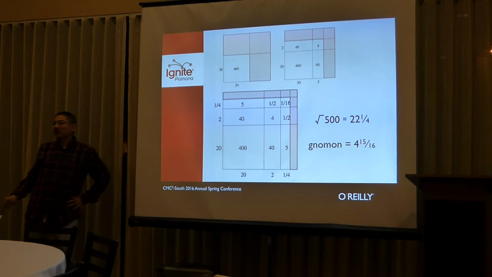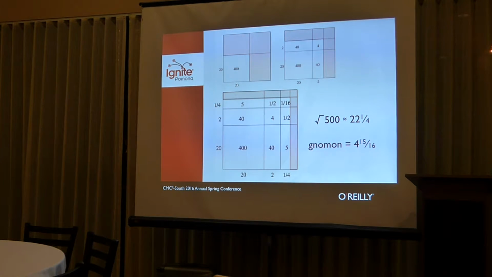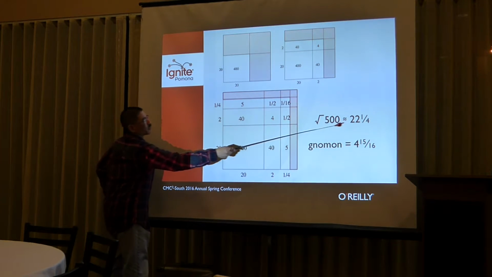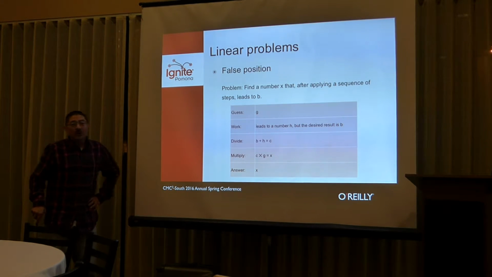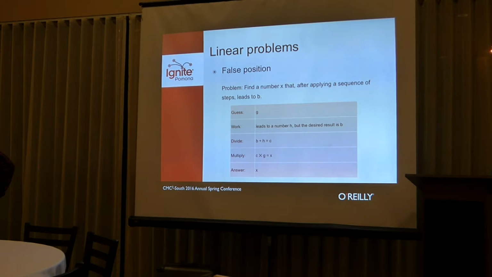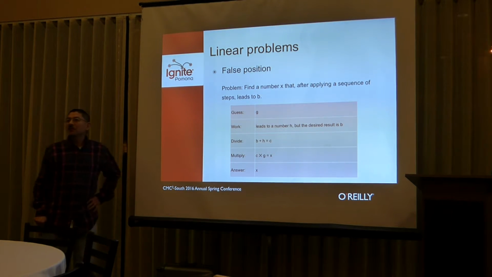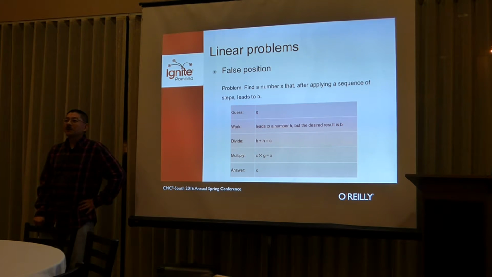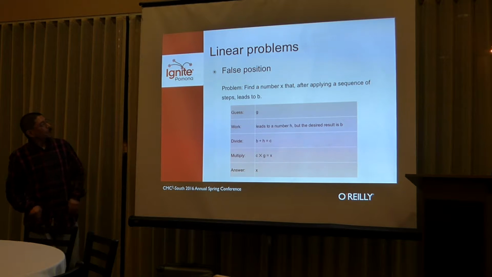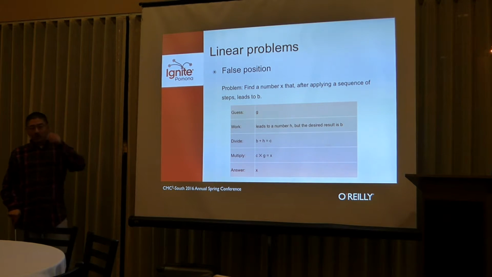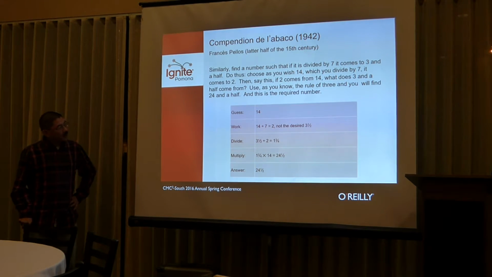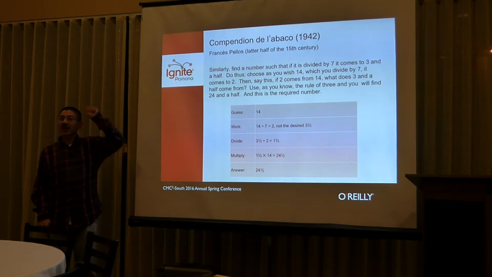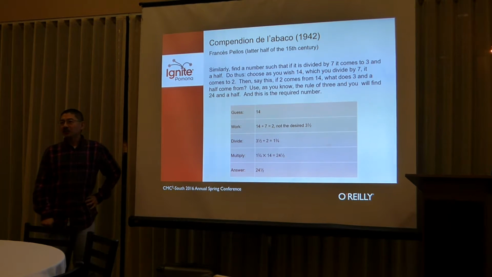And this is a great place where students can practice adding fractions and adding mixed numbers, and at the same time approximating square roots. So the square root of 500 is about 22 and a quarter, and that's actually a pretty good approximation if you use a calculator. When we're teaching how to solve word problems using linear equations, we can talk about how people used to solve these problems without equations. The method of false position is one such way.